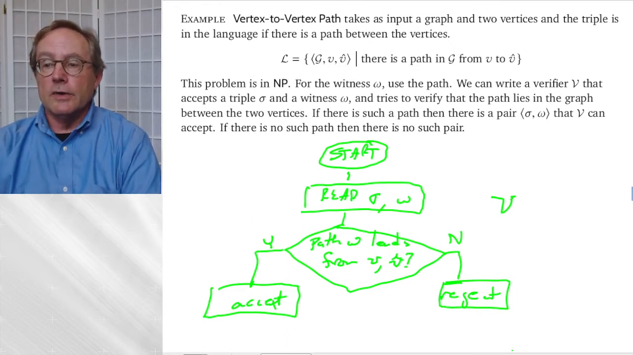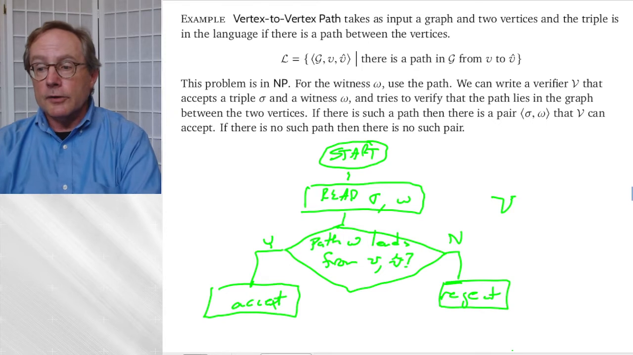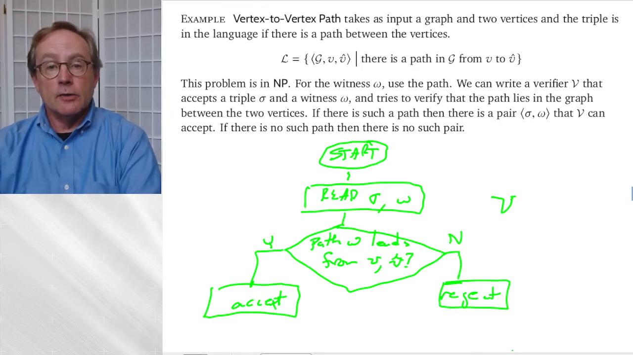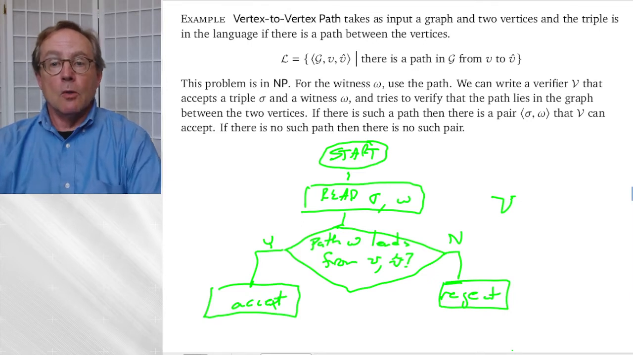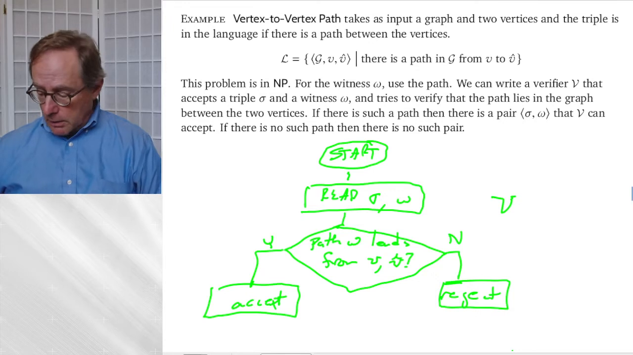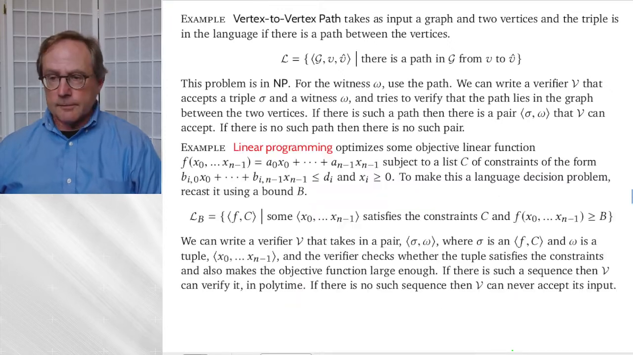If, however, the triple G, v hat does not contain a path from v to v hat inside a capital G, well, then there's no way to end up on the S branch. It doesn't matter what omega you get. You can't end up on the S branch. So that, by definition, means that the verifier is doing the correct thing. So we're not accepting sigma, omega in that case.